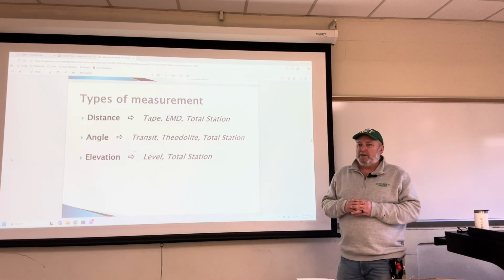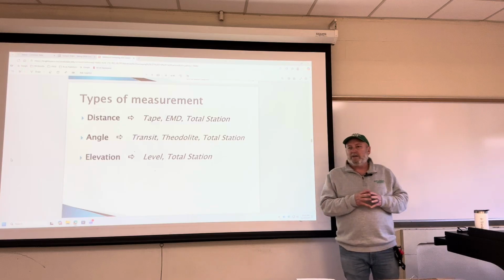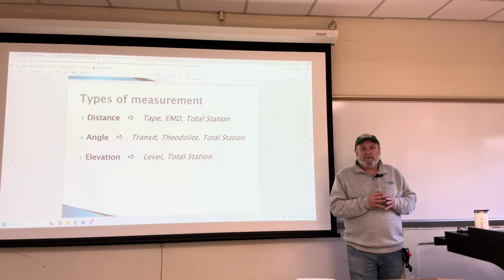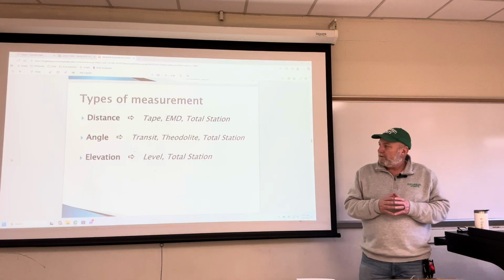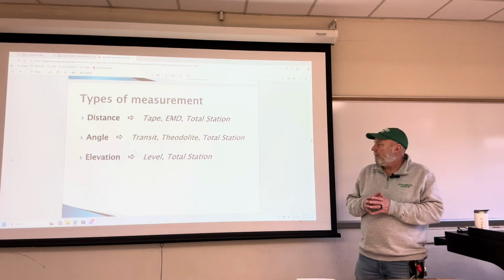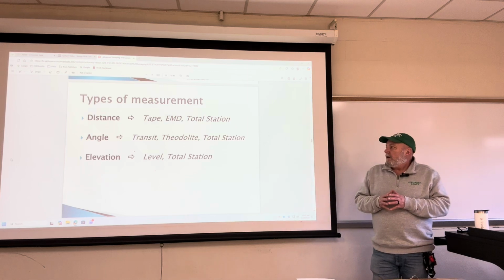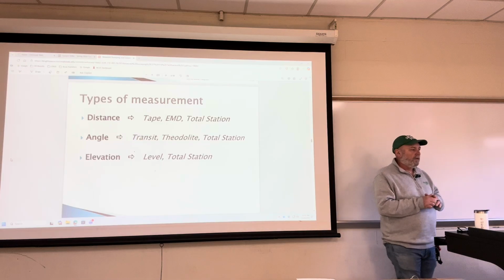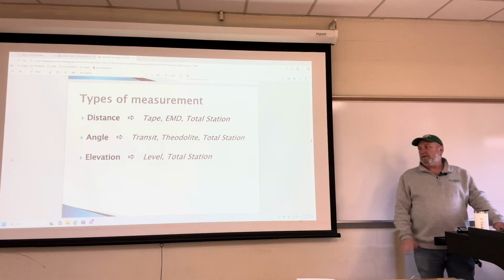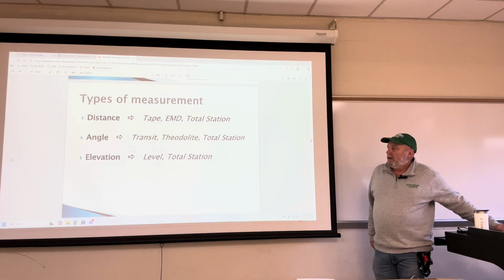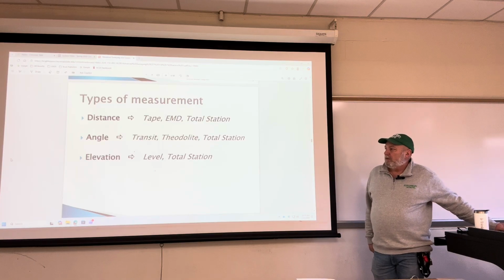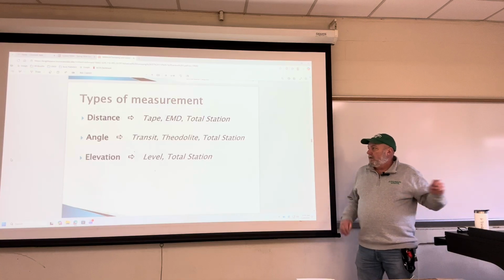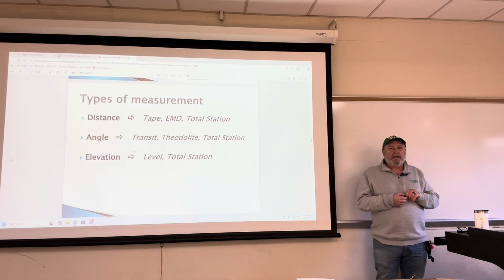We can do some fairly simple calculations in the data collectors. We'll give you minimal information and show you how to figure out what you need to lay out from that. Measuring elevations, we use levels and total stations and GNSS receivers to some degree. When it comes to needing precise or accurate elevations, the levels are going to be your best way to go.